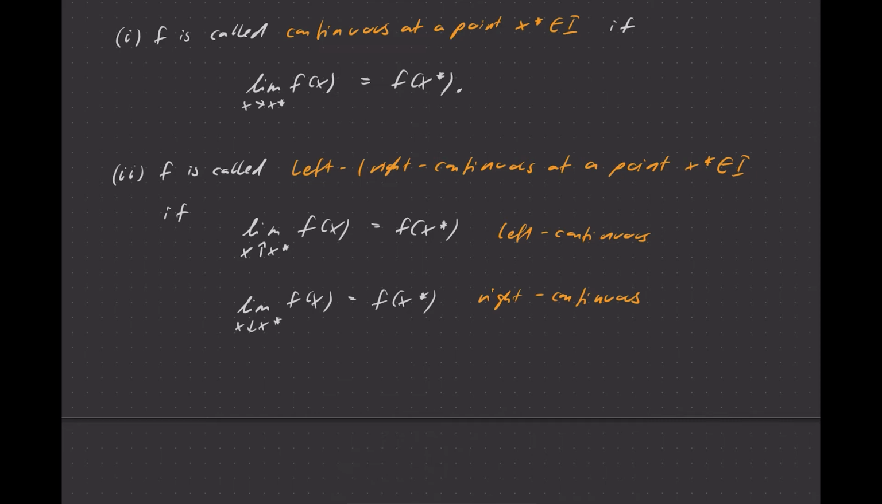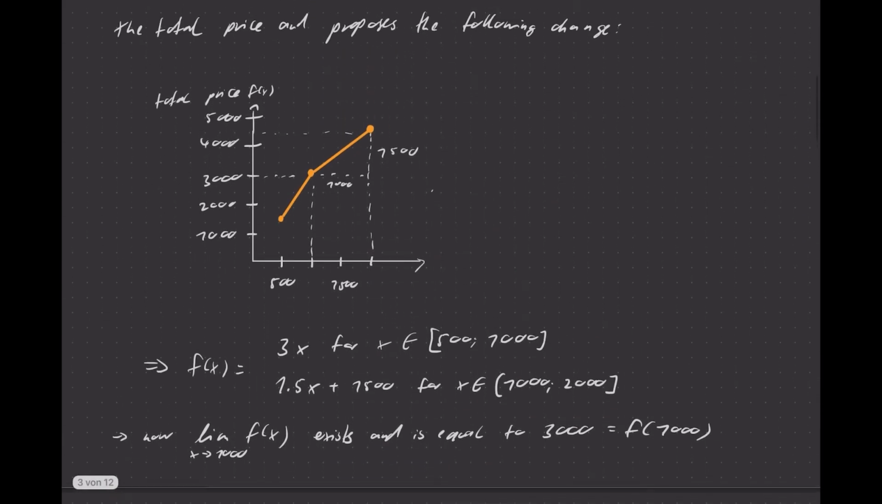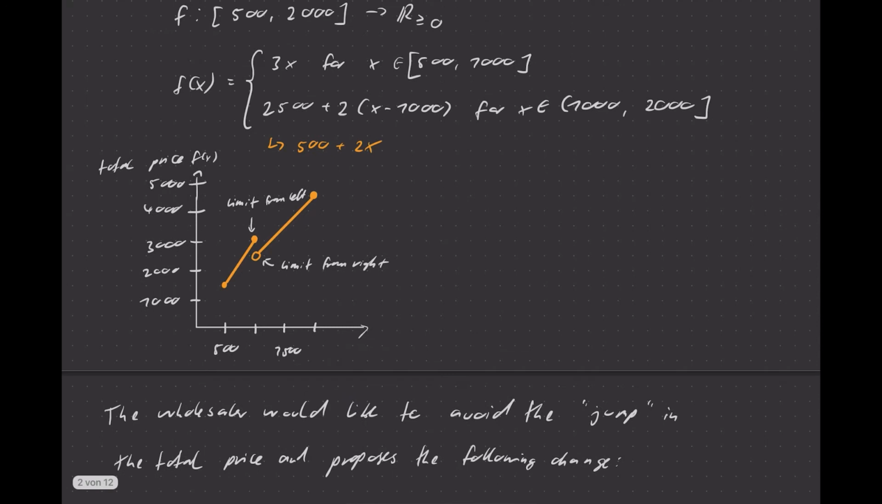So if you look at the example here above, the limit for that x value here from the left is exactly this point here. So that function is left continuous. From the right, the limit is this point here, but the function value is actually this point here. So those do not agree, and that means the function is not right continuous. So that's an example for a left continuous function, but not right continuous.